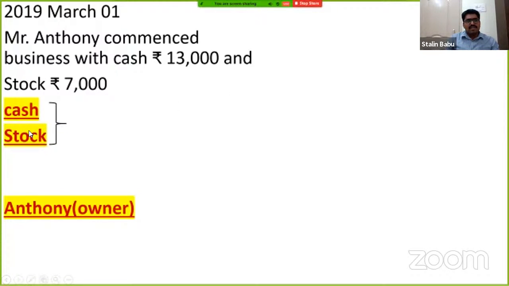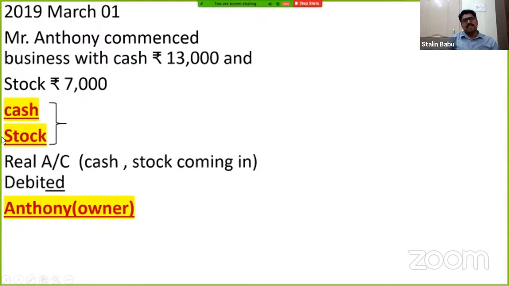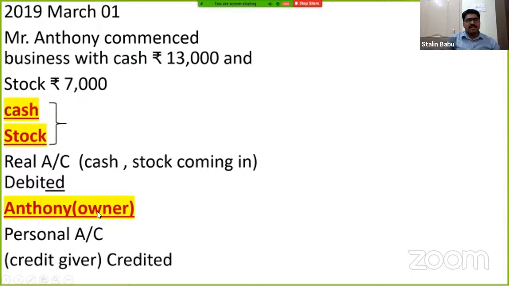Cash and stock both come under real account. What is the principle of real account? Debit what comes in, credit what goes out. Here cash and stock are both coming into the business, so the cash account and stock account are both debited. Anthony is the owner, so whenever the owner provides cash or stock or assets, his account should be credited. The entry is cash account debit, stock account debit to Anthony's capital account.